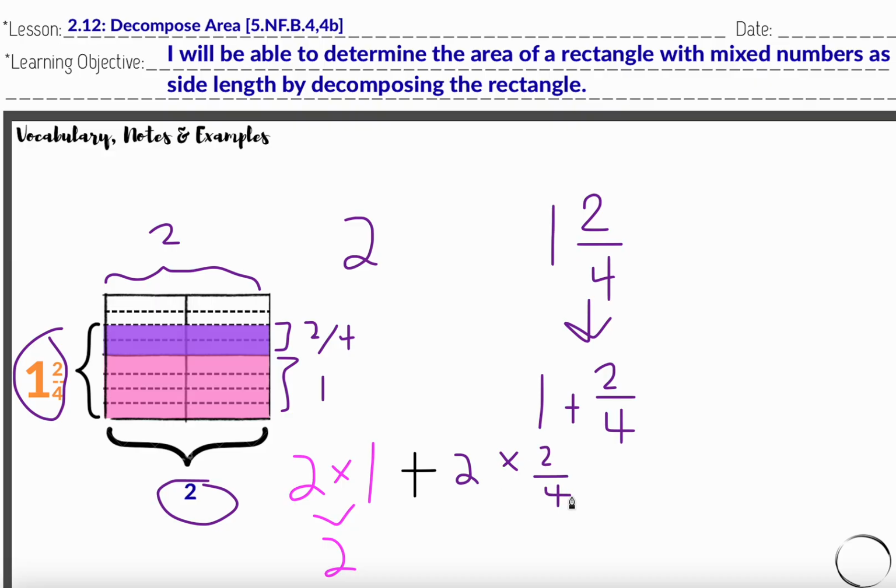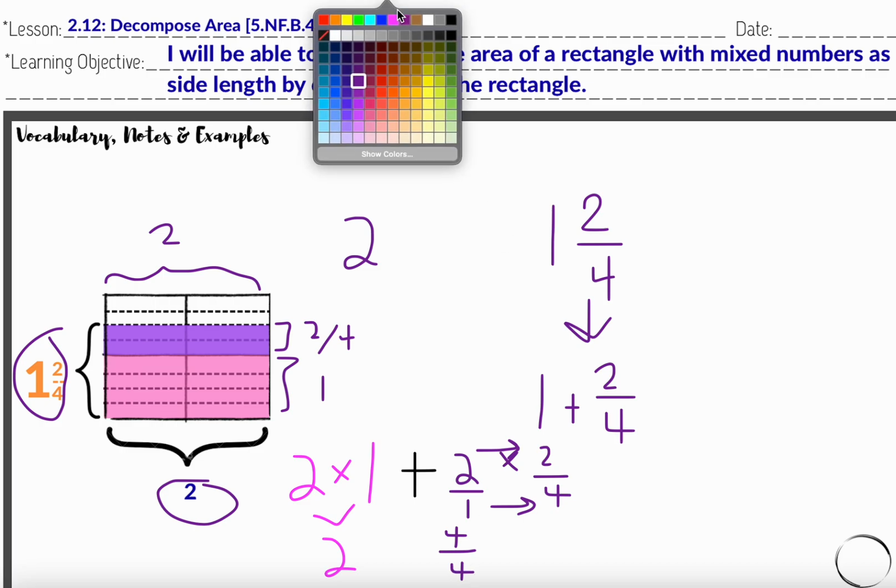So remember, when I multiply a whole number times a fraction, I put a 1 under it, and then I multiply it straight across. Okay, so then right here I have 2 times 2 is 4, and then 1 times 4 is 4. And I'm going to add those two numbers.